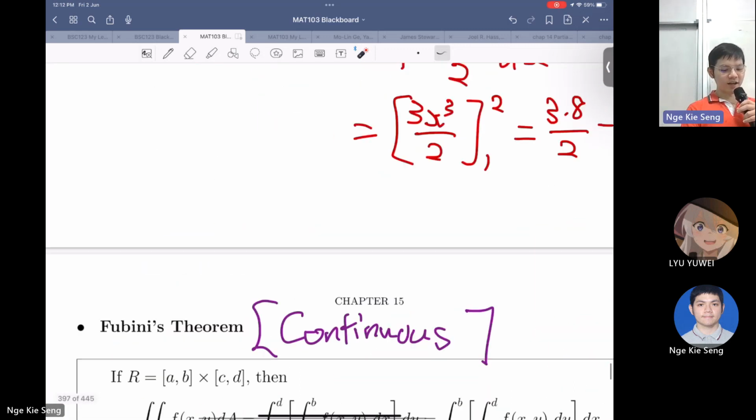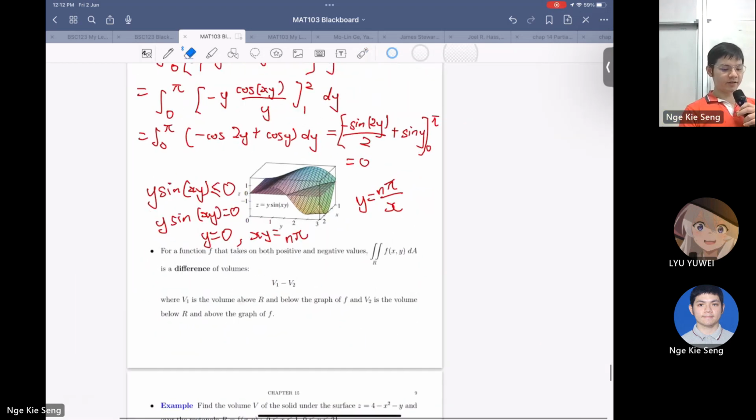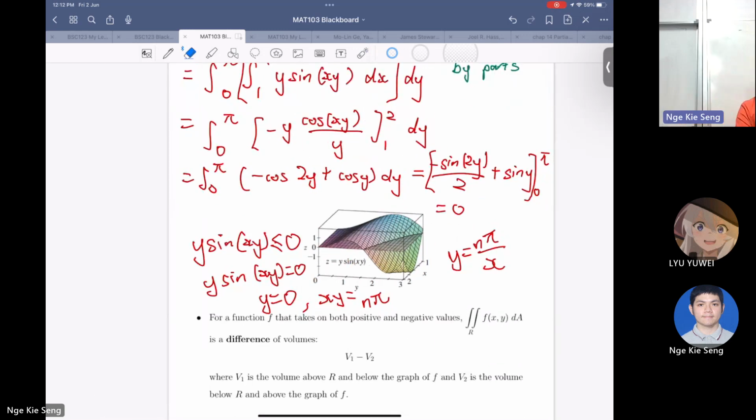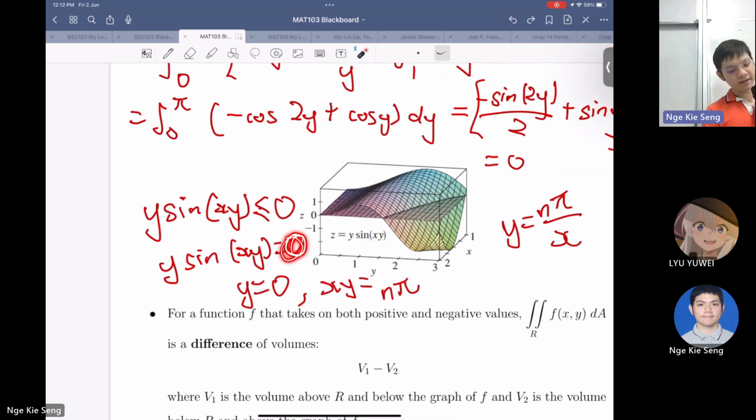Just now, Ryan asked a question: how do you decide the negative area for this question? You need to find all the points such that your function is less than or equal to 0. Equivalently, you need to solve this inequality. When is this function less than or equal to 0? Or in other words, you can solve where it is equal to 0, which is the boundary. The boundary is when y equals 0 and sine xy equals 0. So when does sine equal 0?